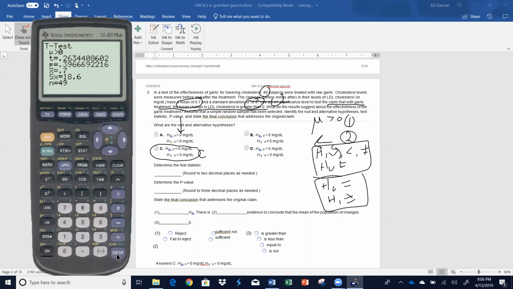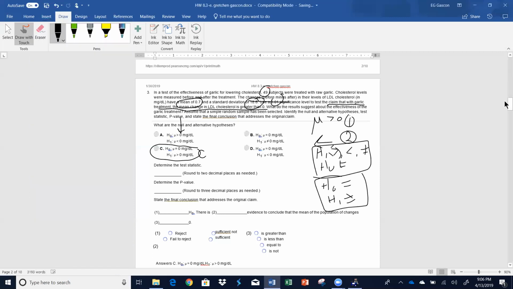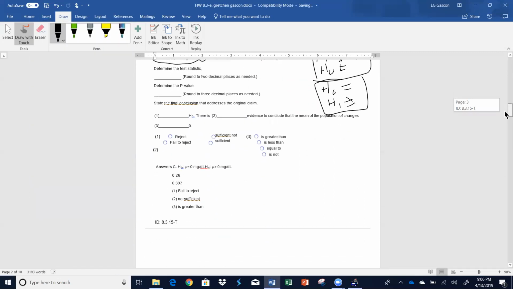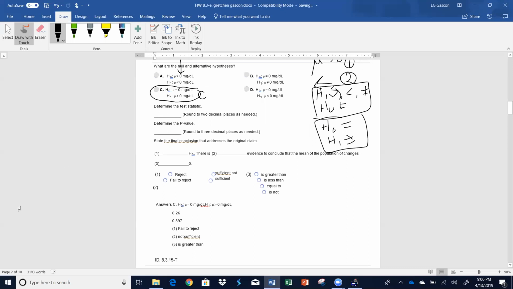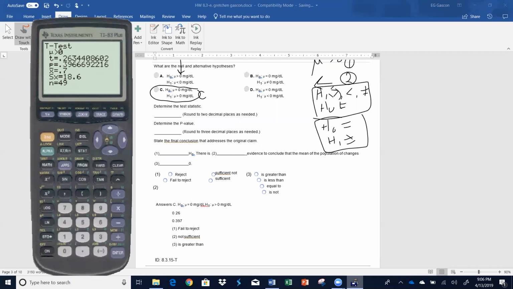So there's the value. Now, anyway, there's the test statistic. So T is here. It's 0.2634. And they want it rounded to 2 places. And then the p-value is 0.39.